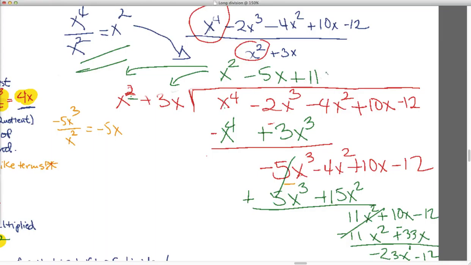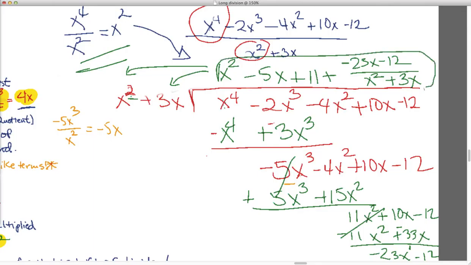So then you write the rest of the answer as follows. You put the plus remainder, which in this case is the negative 23x minus 12, over the divisor, x squared plus 3x. Okay? This is just a basic one. Make sure you check out more advanced examples. The key, though, is figuring out what goes up here in this quotient. If you can do that, then your life will be much easier.